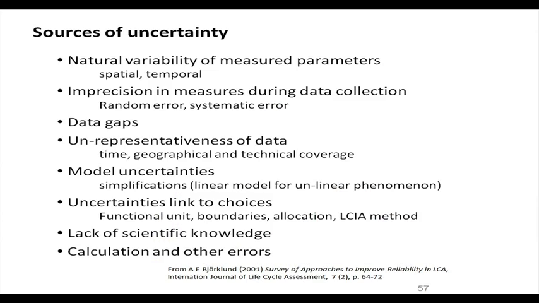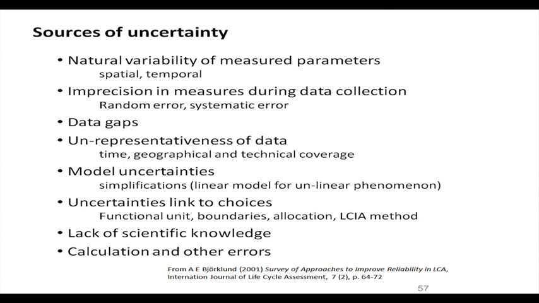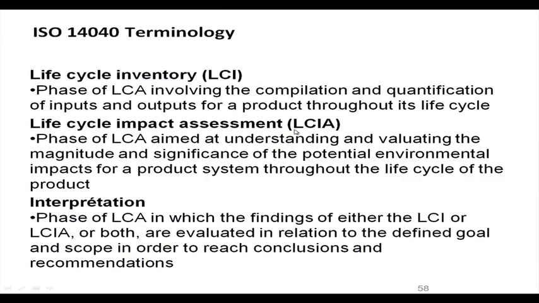And then many times we have a lack of scientific knowledge. We don't really know what exactly is going on in certain processes. In that case there will be some uncertainty from there as well. Certain emissions or certain things will not get captured. Then calculation and other errors. So these are some of the sources of uncertainty, just to give you an example, and these came from a paper which was published in 2001, which is listed at the bottom. So they had this information on different aspects.